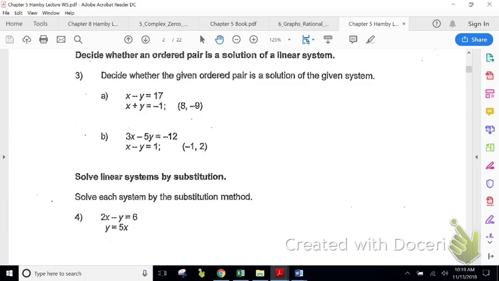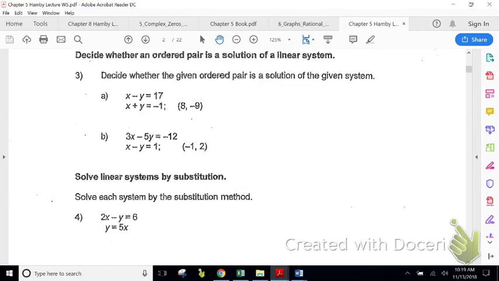All right, so we're going to decide whether the given ordered pair is a solution to the given system. How are we going to find out if on 3A there, if (8, -9) is actually a solution to that system? I could graph it, but they didn't give me a graph. Plug it in. Yeah, plug it in. If it's a solution to the system, it has to make both equations true, doesn't it?